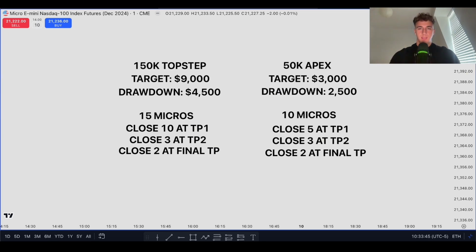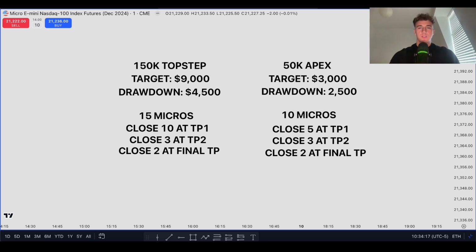Now with Apex, I recommend you start off trading 10 micros, then you close half your position at TP1, you close a further 30% at TP2, and then you close the final 20% of your remaining position at your final TP. With TopStep, I recommend you trade 15 micros, close 10 at TP1, close 3 at TP2, and close the final 2 at final take profit.